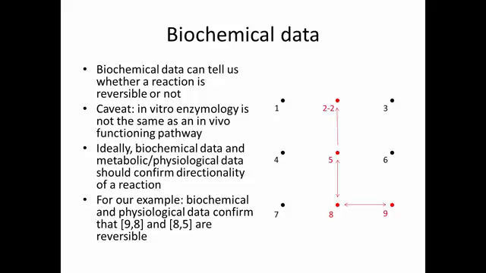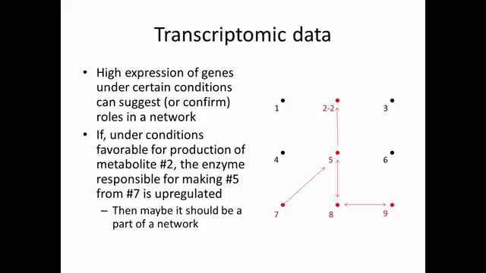Biochemical and physiological data will confirm that the reaction 9-8 and the reaction 8-5 are reversible, so they go both ways here. Depending on the concentration of 8, we can have 8 making 5, or if there's too much 5, 5 might go back and make some 8, depending what's going on. We can also use transcriptomic data, and that can be very helpful.